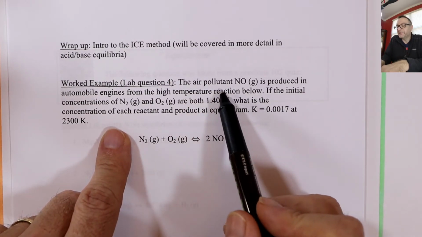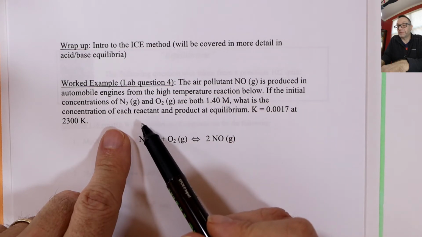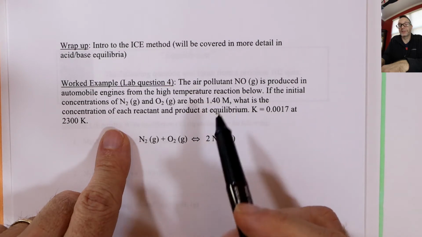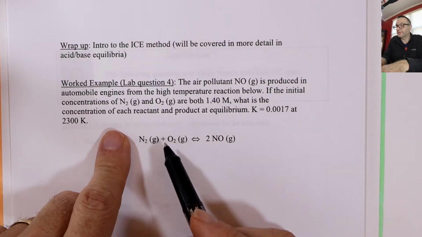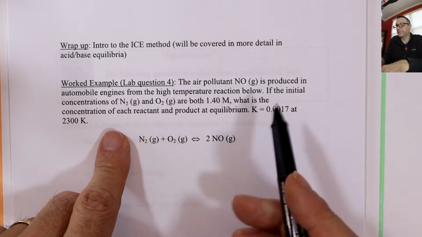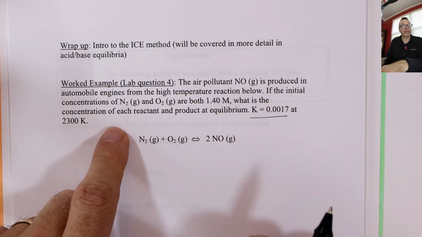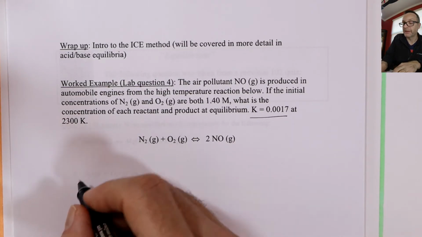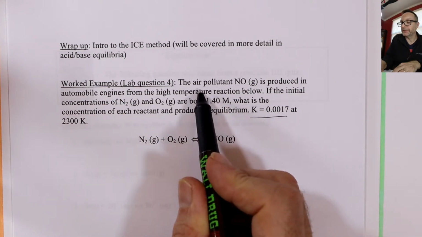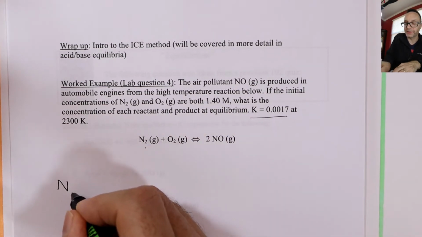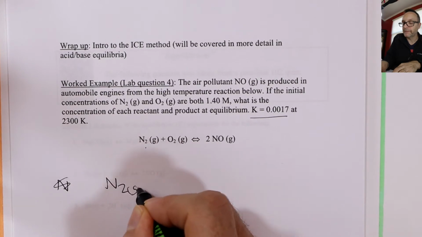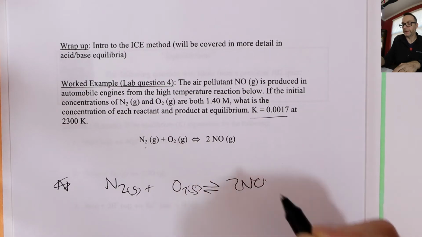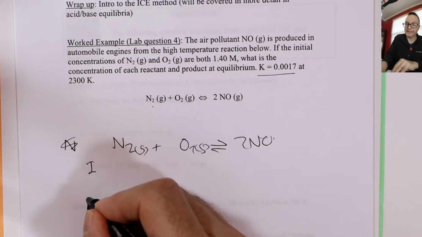So the air pollutant NO is produced from automobile engines from the reaction of N2 and O2. All right, fair enough. Both are 1.4 moles per liter, so that's my initial concentration. What's the concentration of each reactant at equilibrium? And they give you K. All right, so it's a bit like your lab, isn't it? Okay, you've done already. So ICE, first things first, write the equation, right? So the air pollutant, oh, there's the equation. It's already written. I'm going to rewrite it so it's nice and big, right? So N2 plus O2 is in equilibrium with 2NO. Fair enough, right? Then I could go ICE.